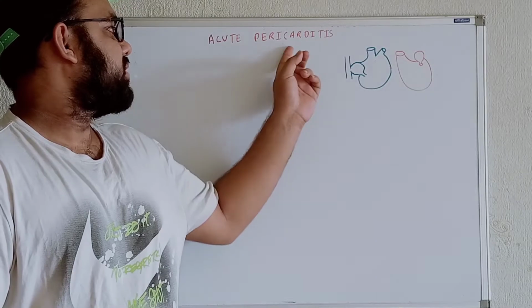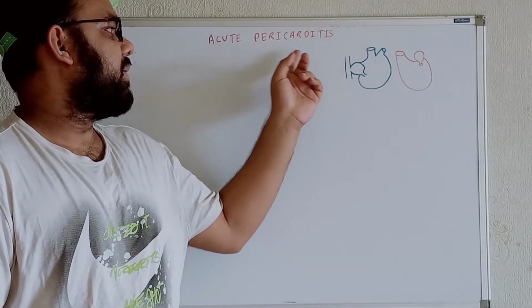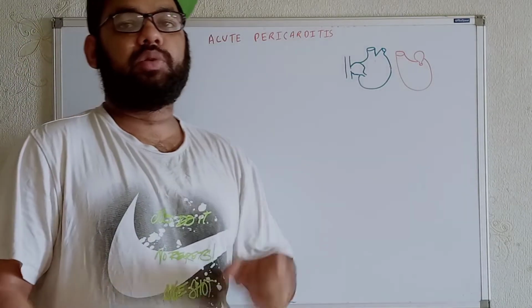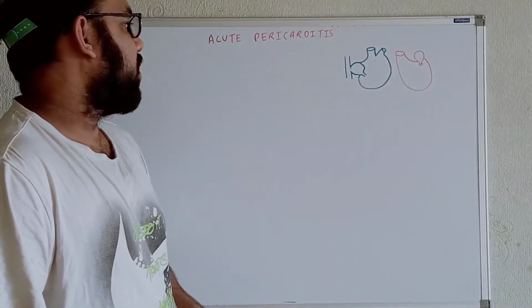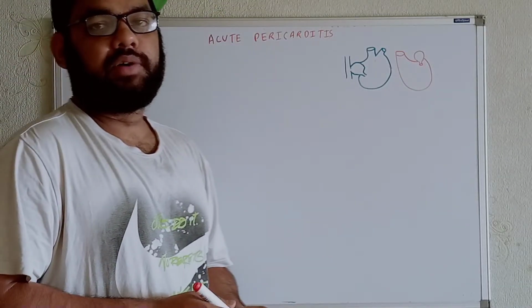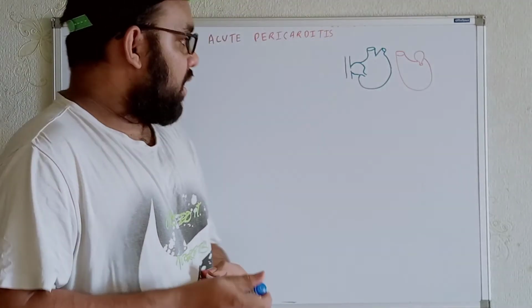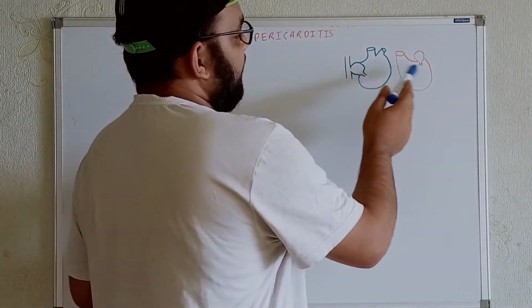Today we'll talk about acute pericarditis. From the term it's quite easy to understand. Pericarditis means you'll get inflammation within the pericardium. Before going into details, let's know about the normal features in terms of the structures and the functions of the pericardium.